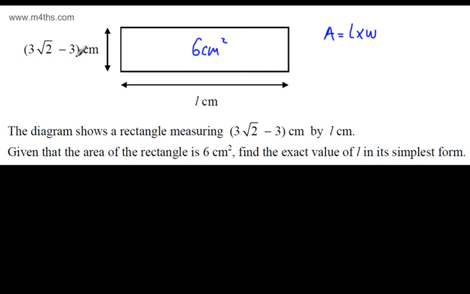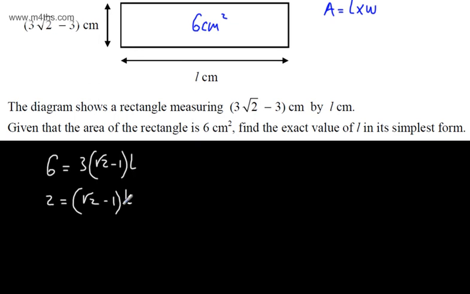If I just write this out, I'm looking already that I could probably factor this, I think, with the 3 root 2 minus 3 we could factor this. So the area is 6, and that is going to be equal to the length, which we've got now as L, multiplied by this width right here. So just factoring that, I'm going to write that as 3 root 2 minus 1 multiplied by L. At this stage, I'm going to divide both sides by 3. So what we've got is 2 is going to be equal to root 2 minus 1 multiplied by L. You certainly don't need to do that. I just think it makes it slightly easier.